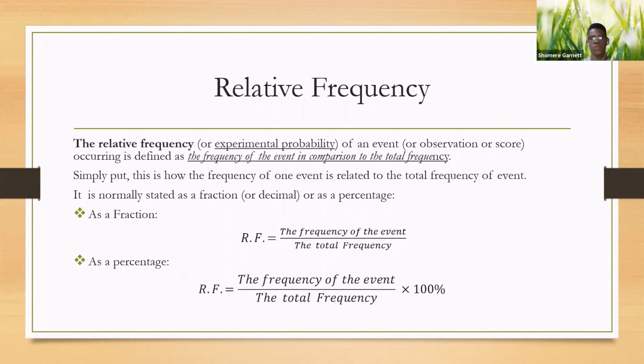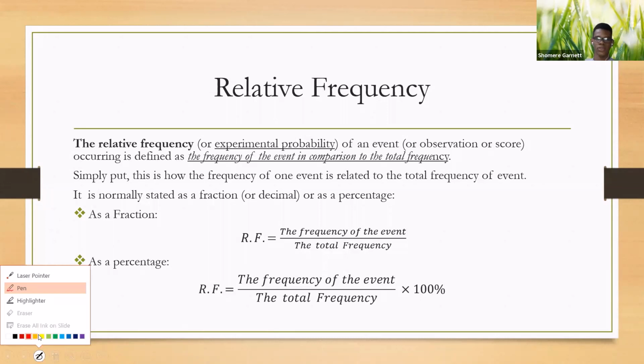Next term, I'll look at probability, right? The relative frequency or experimental probability of an event occurring is defined as the frequency of the event in comparison to the total frequency. And this is probability, right? So think of relative frequency as probability, because it actually is just another word for probability.